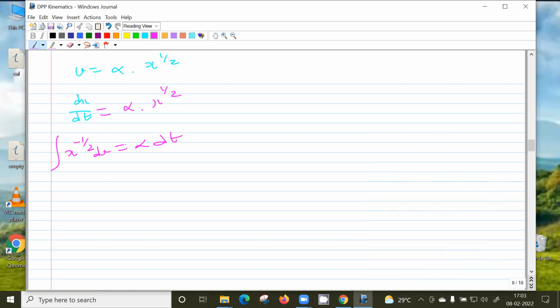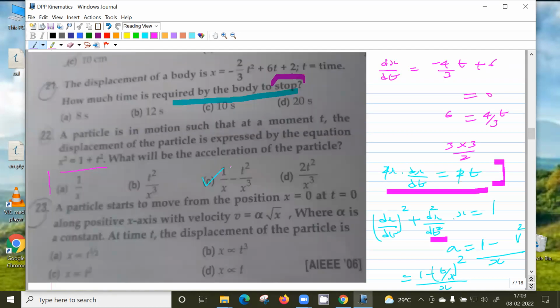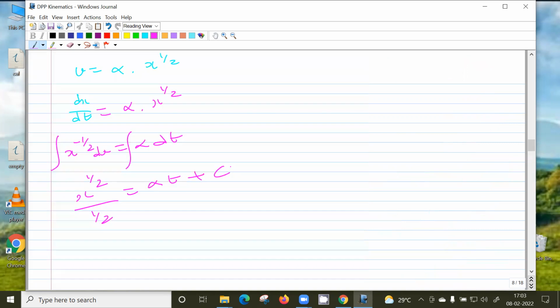So to integrate both the sides, it's x raised to the power half by half equal to alpha into t plus integration constant. At time t equal to 0, basically you have to get in terms of t. He has given x equal to 0 at t equal to 0, so this integration constant is 0. So x, yeah, I think we got the answer.